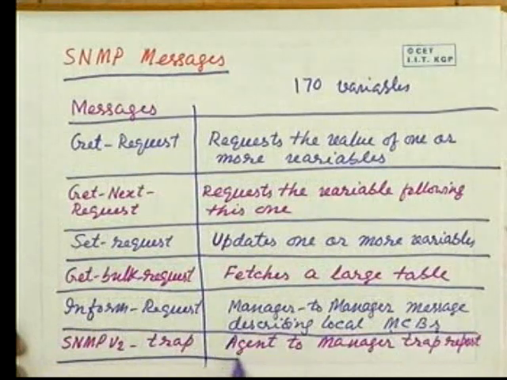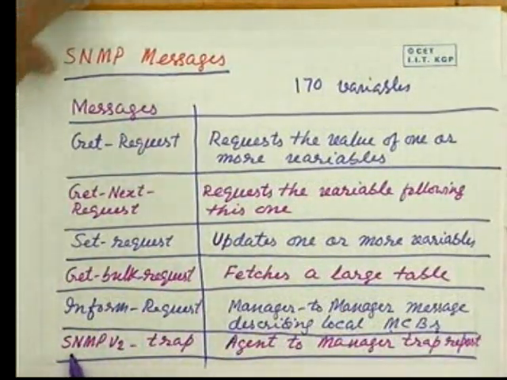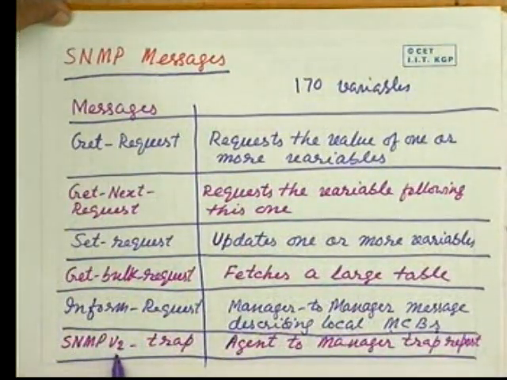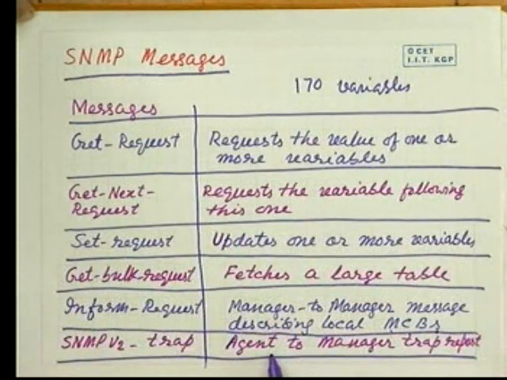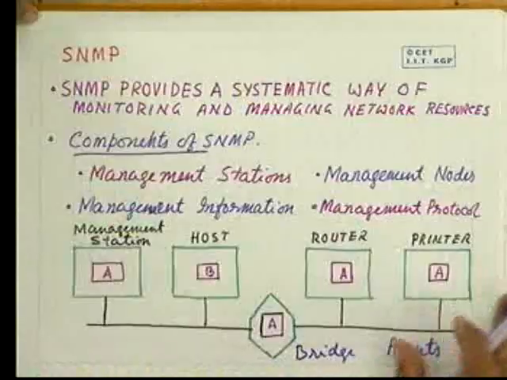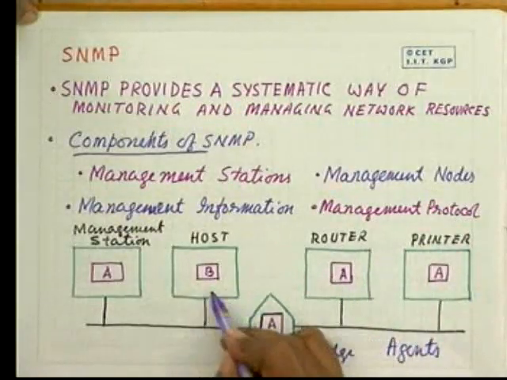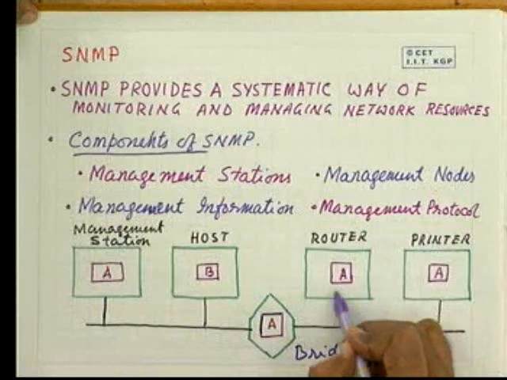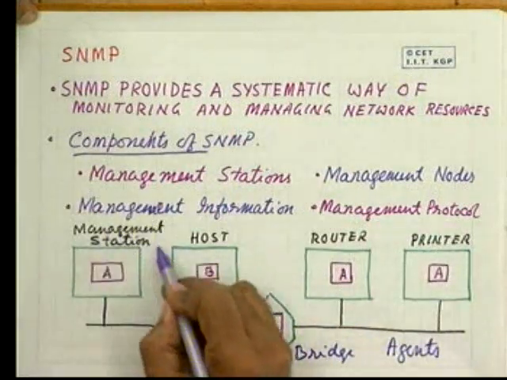Finally, this simple network management protocol version 2 trap, with the help of this, the agents in different nodes can send a message to a manager to report some trap. So using the last one, these hosts, bridges or routers can send a message to the management station.